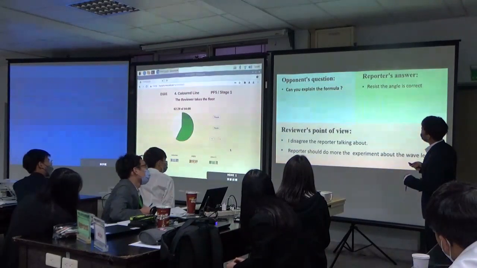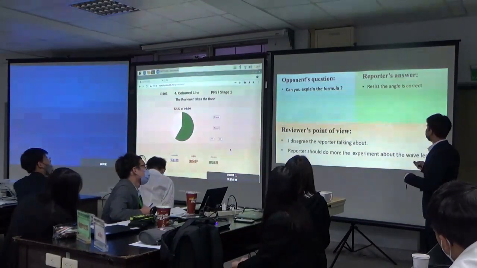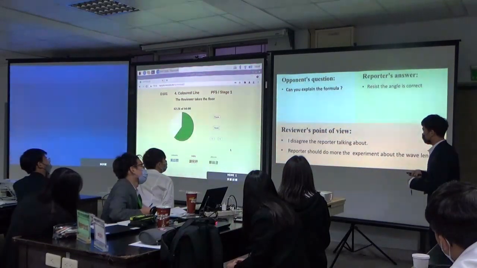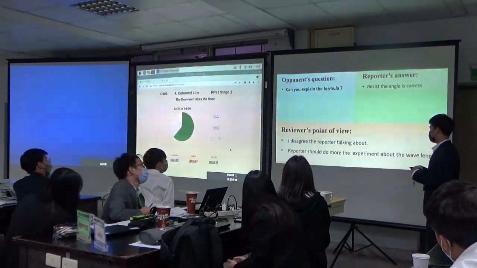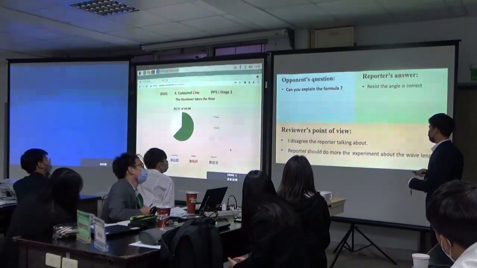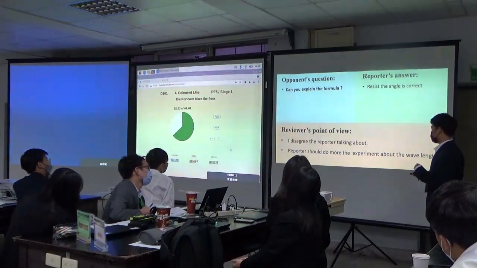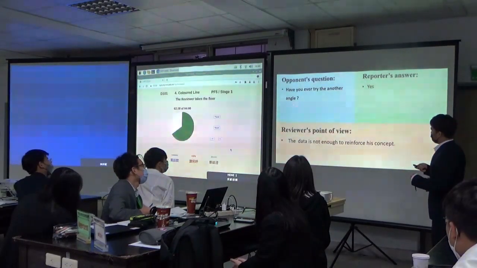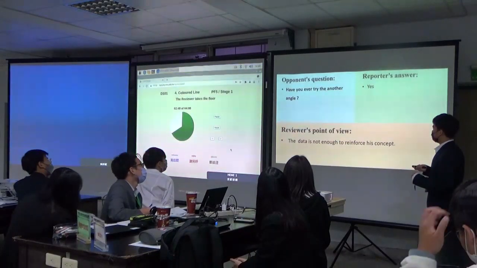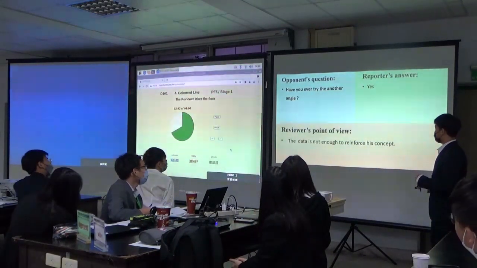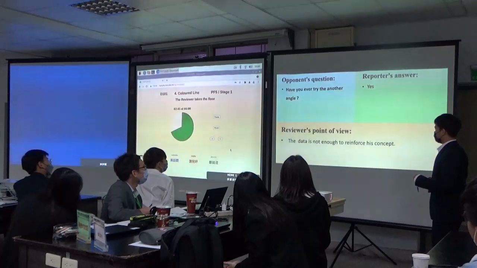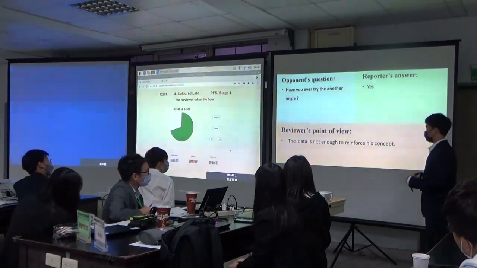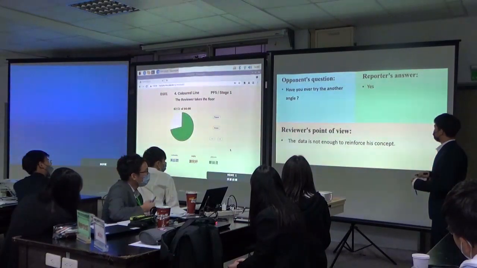Okay, can you explain the formula? And the reporter said the angle is correct. In my opinion, I disagree with what the reporter said. And I think the reporter should do more experiments about the wavelength. Opponent asks, have you ever tried another angle? And the reporter said yes. But in my opinion, the data is not enough to support his conclusion.